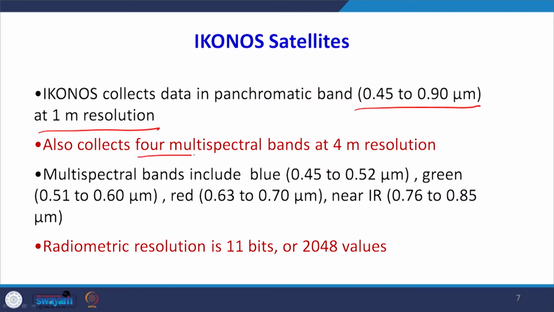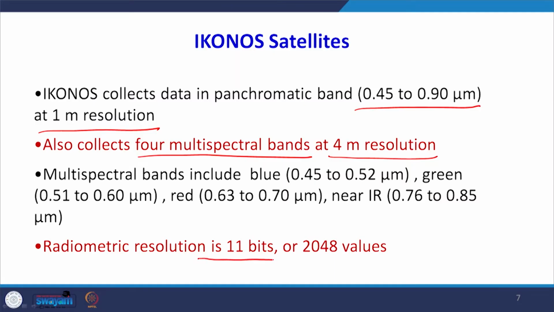Then it also has a multispectral band, which was providing the data in four spectral bands at 4 meter resolution. So, we are getting 5 images from Ikonos data: 4 multispectral images at approximately 4 meter resolution, and one panchromatic at 1 meter resolution. These multispectral bands were again within the visible part of the spectrum, like blue, green, red and the near infrared band. So, these were the 4 bands available, so that we could create a color composite, see the area in color and analyze that particular area in color.